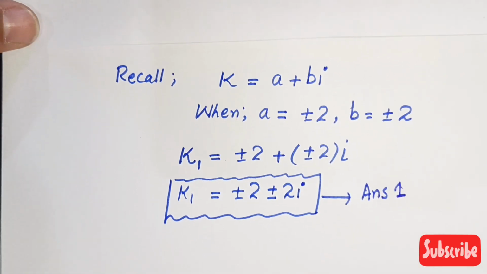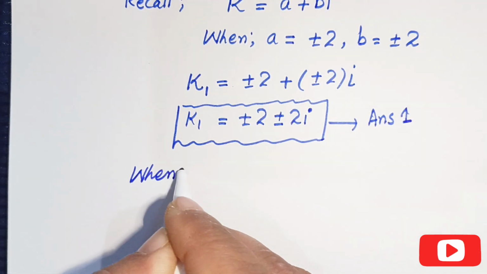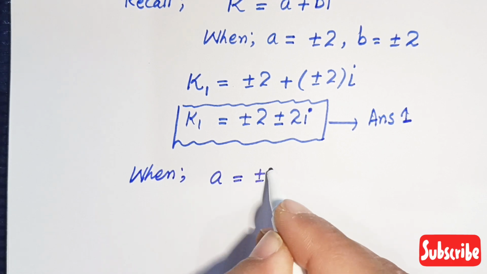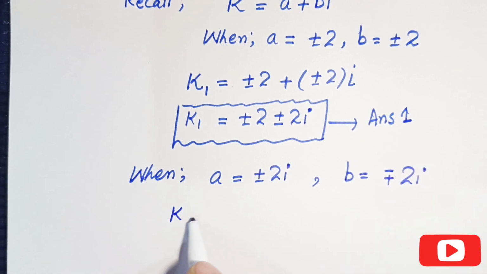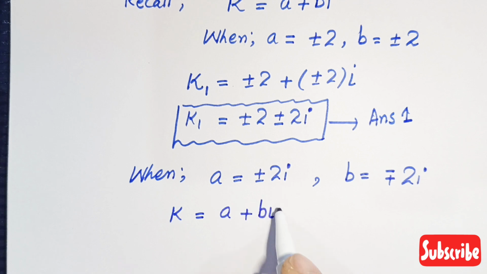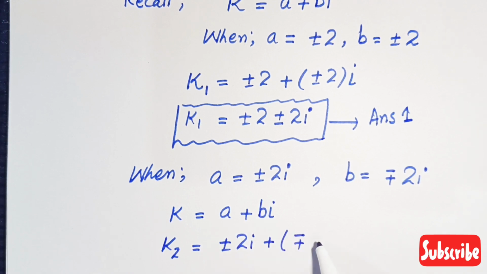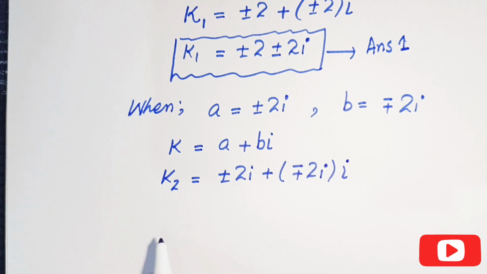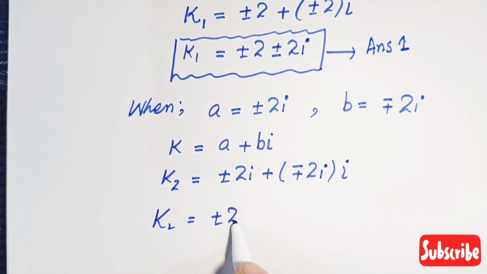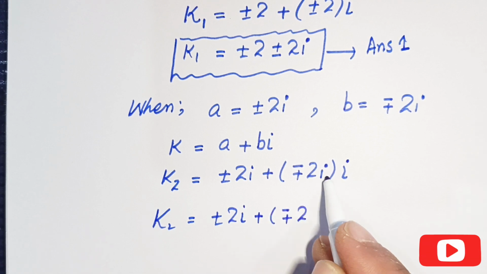Now we are going to find the value of k by using the other values of a and b. So when a is equal to plus minus 2i and b is equal to minus plus 2i, then k is equal to a plus bi. Putting here the values of a and b, we have k2, which is plus minus 2i, plus the value of b, minus plus 2i, times i. So k2 is equal to plus minus 2i, plus minus plus 2i times i, which is i squared.